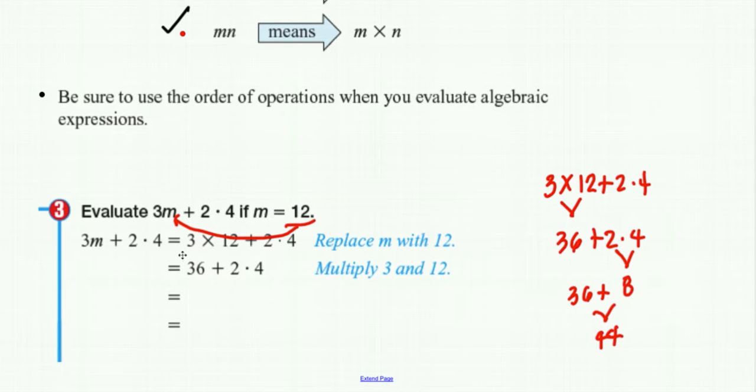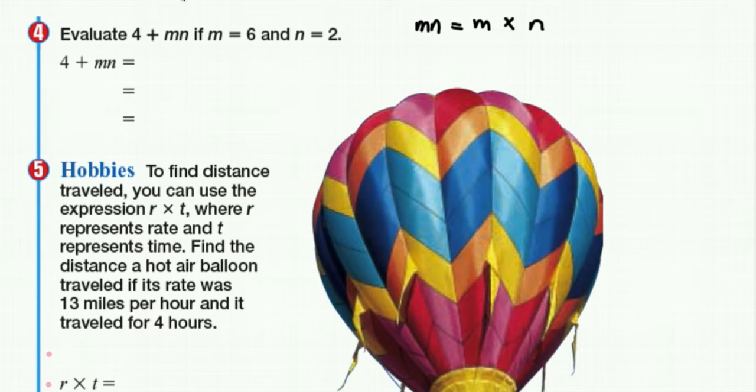Exactly what we have here: 36, from 3 times 12, plus 2 times 4. Multiply 2 times 4 together, which gives you 8, and you end up with a value of 44. So when we evaluate 3m plus 2 times 4, if m equals 12, it will be 44. Let's take a look at the next example.